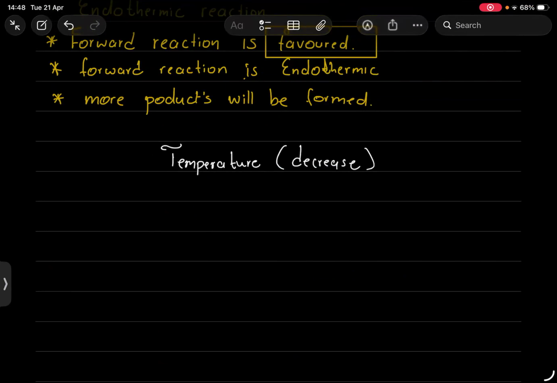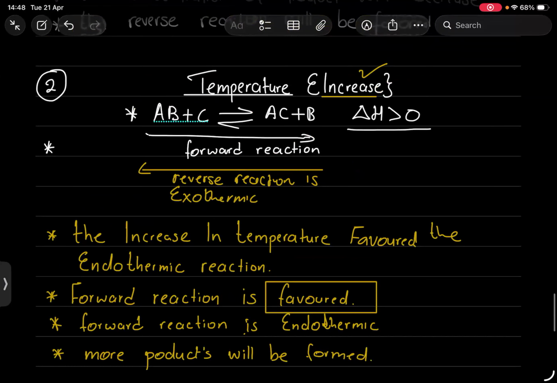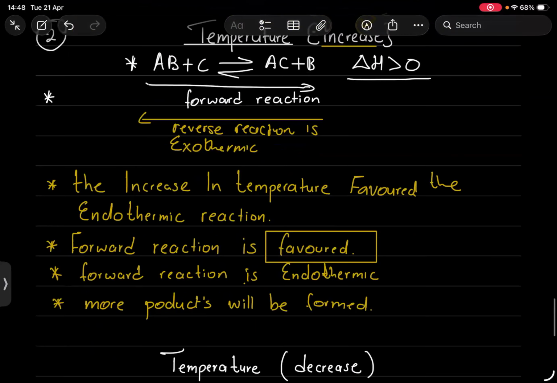What if now I decrease the temperature? What's going to happen? Which reaction is going to be favored? The reverse reaction. The reverse reaction, right? Because of why?